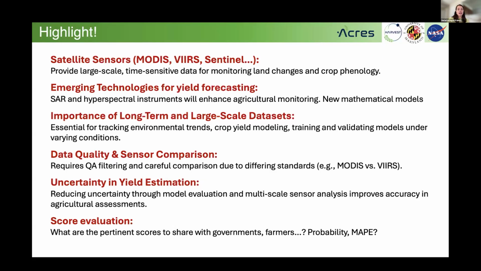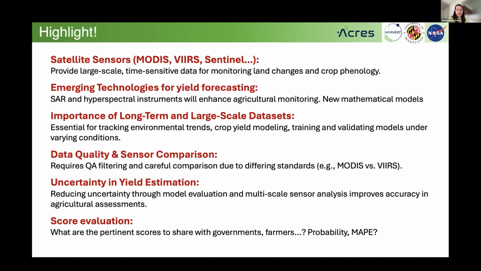And that's why I come to data quality. It's important to assess the quality of every data set, first the yield data set, and to compare different sensors together to understand how the uncertainty is propagated inside the yield model, and to be able to extract an uncertainty when you get the yield forecasting.